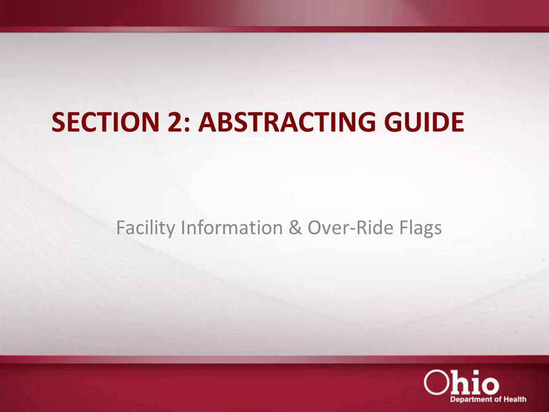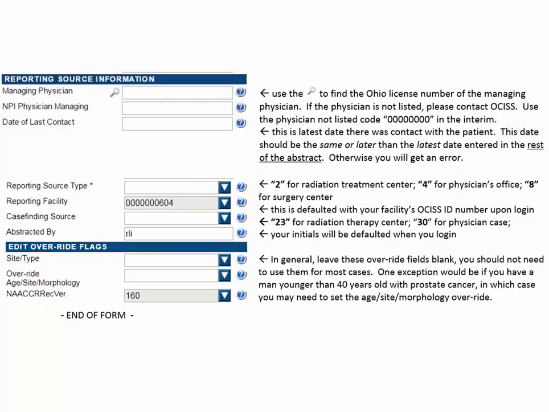We are now at the last section of the form. The managing physician data field is the physician's Ohio license number. Please use the magnifying glass to look up the doctor by name. If you do not find your doctor listed, or if his or her information needs to be corrected, please contact OCISS. Until OCISS adds the physician to the lookup choices, you can use 8 zeros to indicate the physician is not listed. The NPI, or National Provider Identifier, for the physician can be filled in if you have that information, but the field may be left blank.